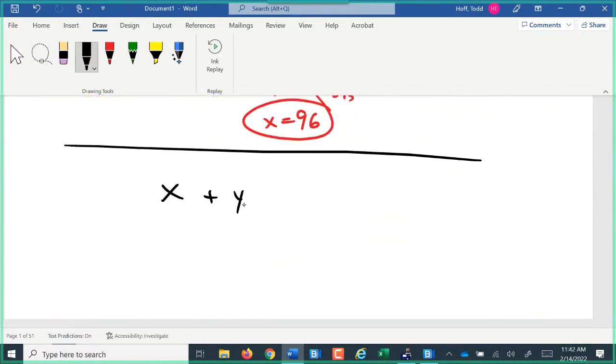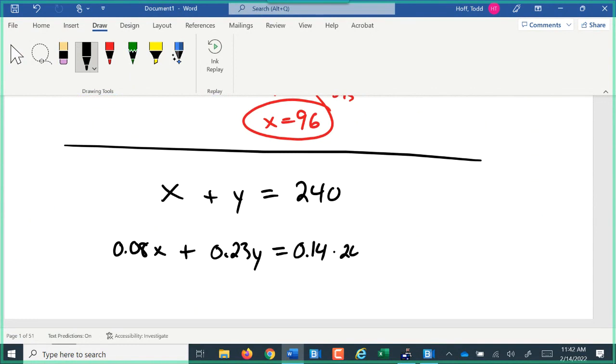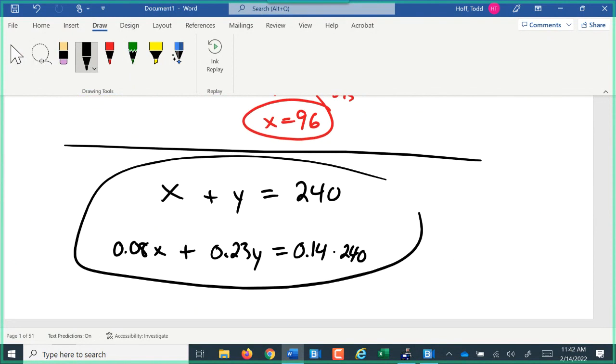x plus y equals 240, and then 0.08x plus 0.23y equals 0.14 times 240. And then we would have just had to solve a system of equations.